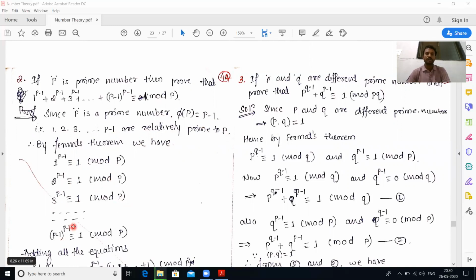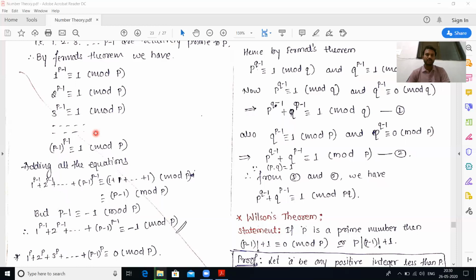(p-1) raised to p-1 is congruent to 1 mod p, because 1, 2, 3, and so on up to p-1 are all relatively prime to p. Then by using Fermat's theorem, we have written these congruences.